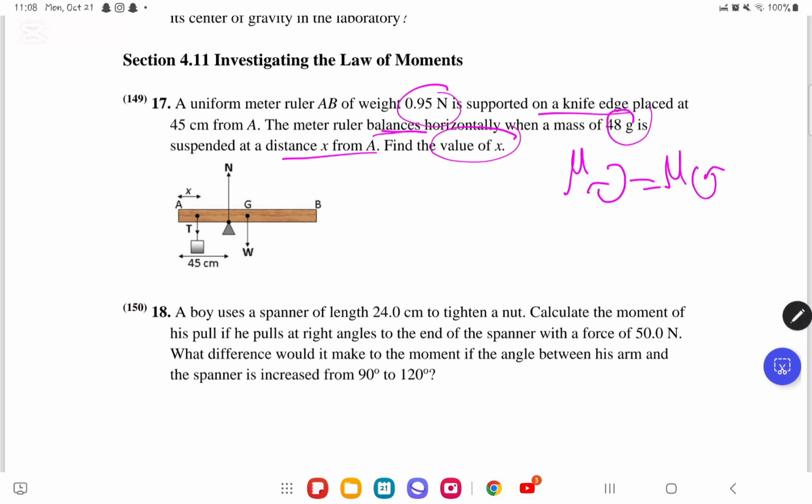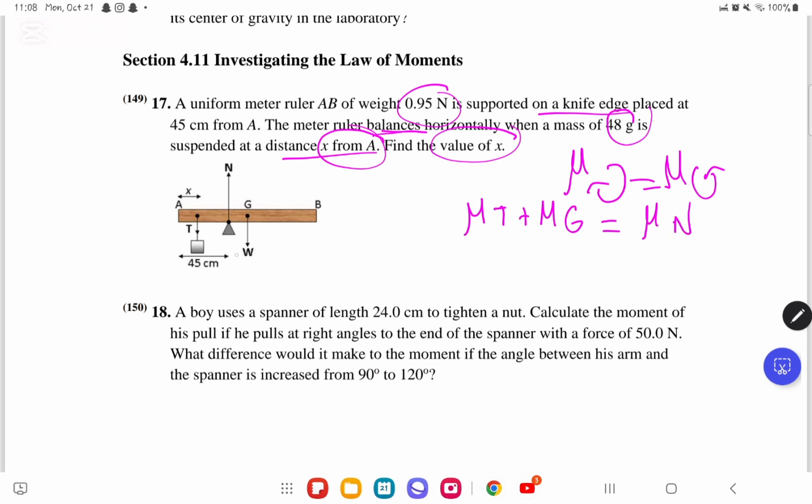So first of all, let us see which forces are clockwise and which forces are counterclockwise. By doing the right hand rule, you will see that from A as the axis, we have T and G. They are clockwise. So we will put the moment of T plus the moment of G is clockwise. It has to be equal to the moment of the counterclockwise. Also doing the right hand rule, we will see that the force N is counterclockwise, so it's equal to the moment of the counterclockwise N.